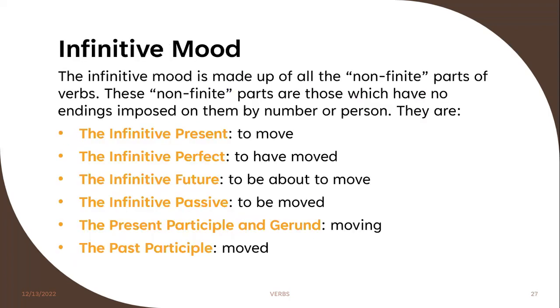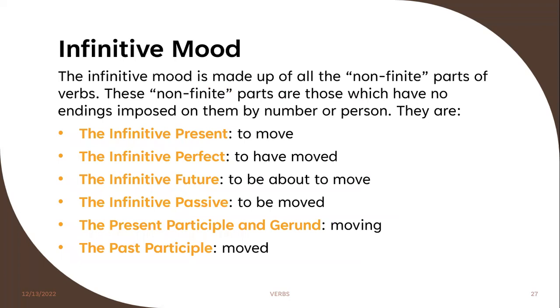And so the infinitive mood is made up of all the non-finite parts of verbs. These non-finite parts are those which have no endings imposed on them by number or person. They are the infinitive present, to move. So the infinitive can be used as a noun. For example, to hesitate is a mistake. To hesitate is the infinitive and it is the noun in the sentence.